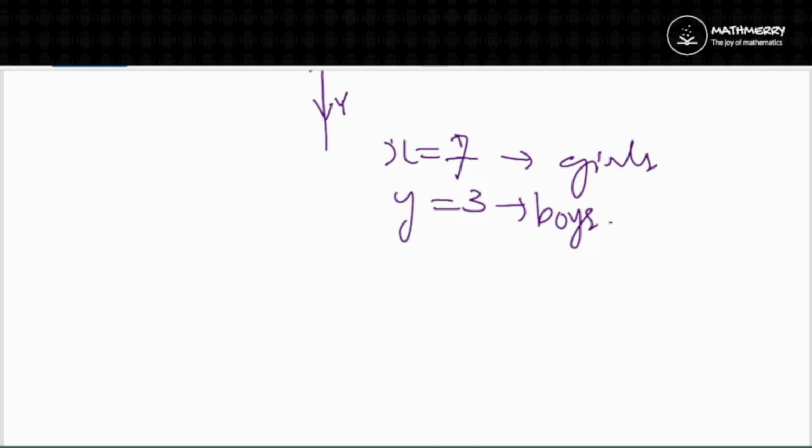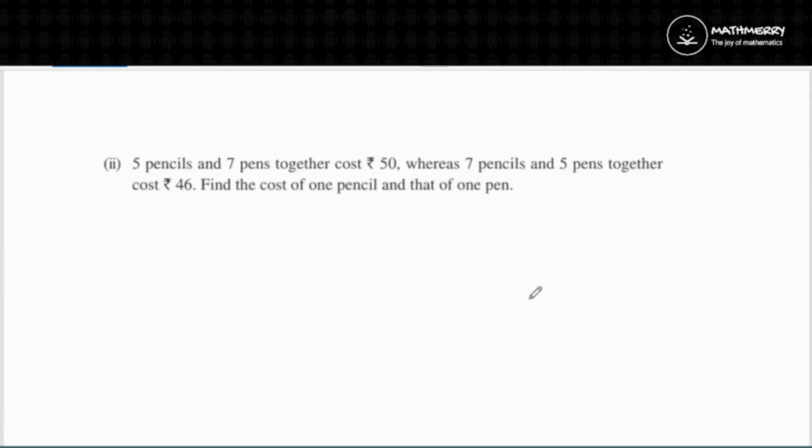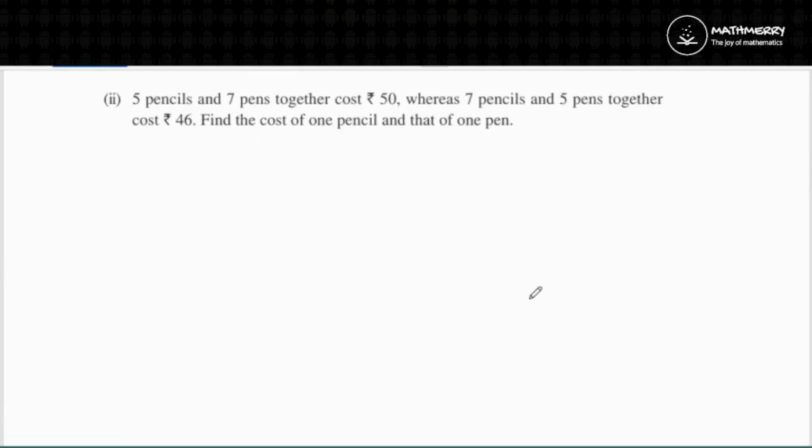Now let's just move to the next question. Here, 5 pencils and 7 pens together cost rupees 50, whereas 7 pencils and 5 pens together cost rupees 46. Find the cost of one pencil and that of one pen.